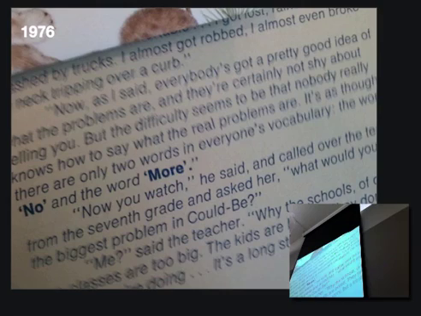Now, as I said, everybody's got a pretty good idea of what the problems are, and they're certainly not shy about telling me. But the difficulty seems to be that nobody really knows how to say what the real problems are. It's as though there are only two words in everybody's vocabulary, the word no and the word more.